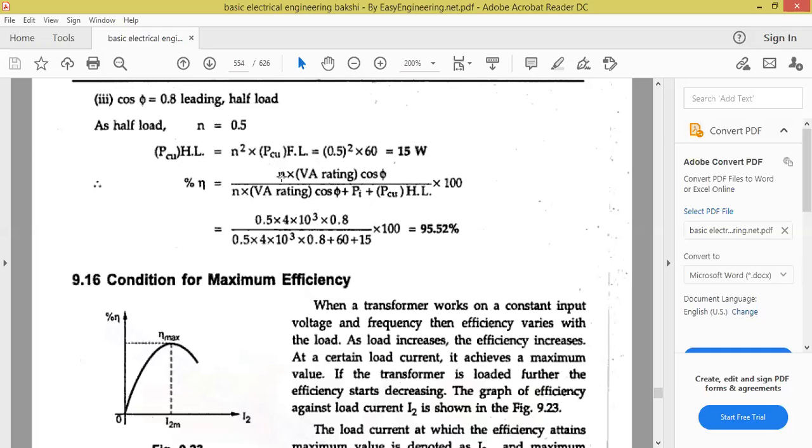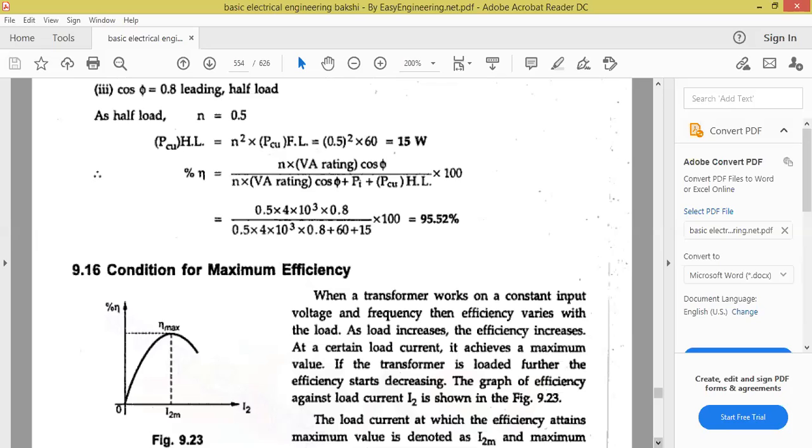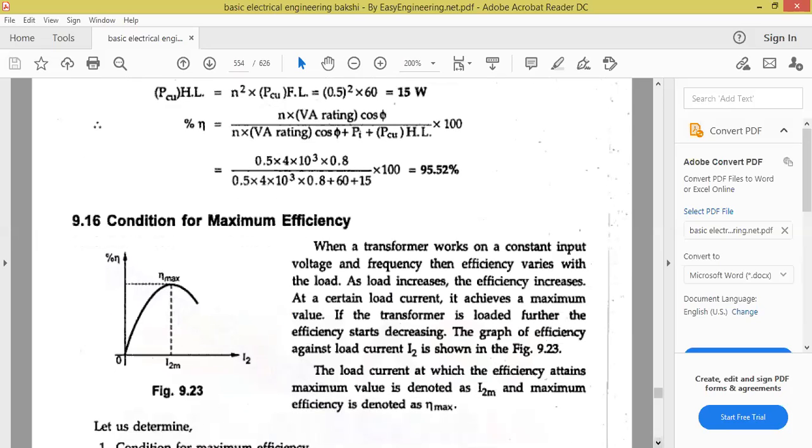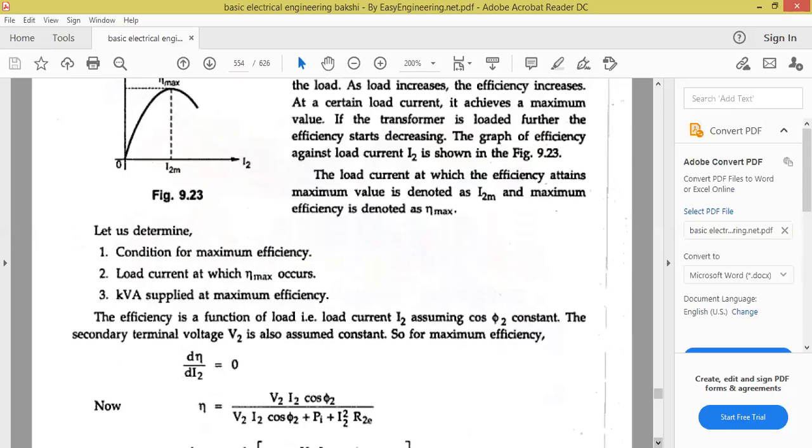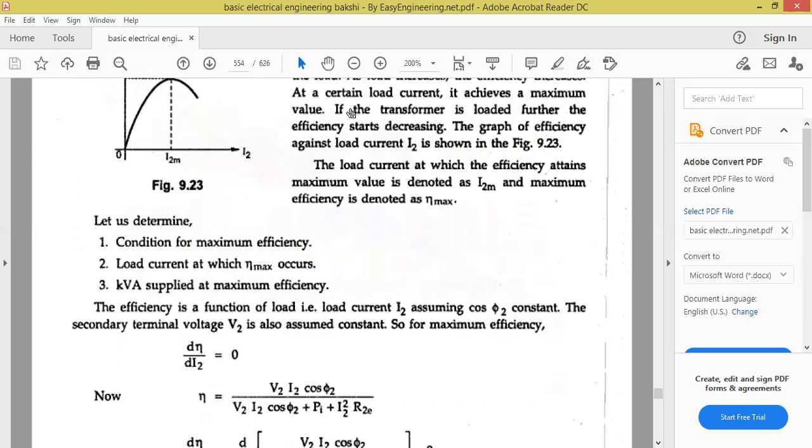So direct substitution. N is which load? 50% load, 0.5. 0.5 into 4 into 10 power 3 into this particular substitution. So you can see as the load increases, the efficiency increases. Okay. So condition for maximum efficiency, just now we have done the derivation. Follow that derivation. Okay, you will get that one.